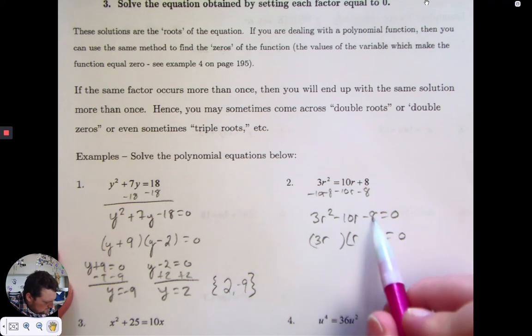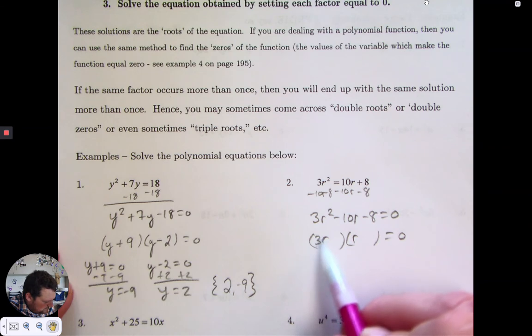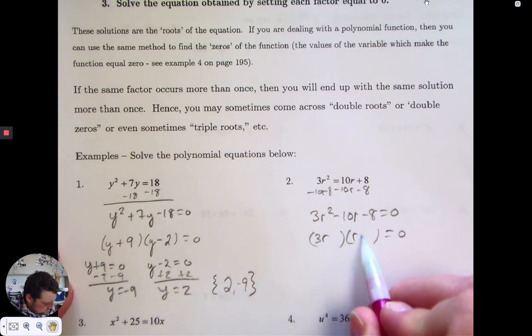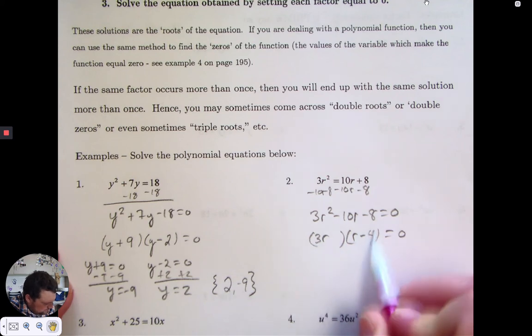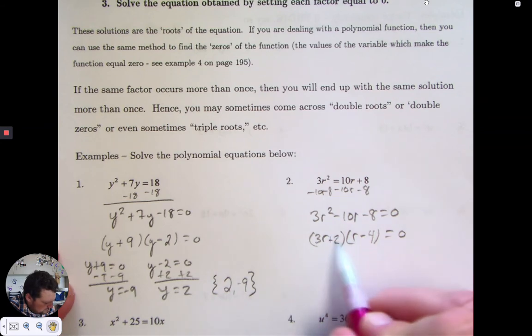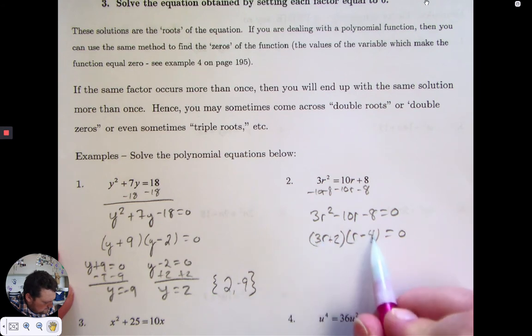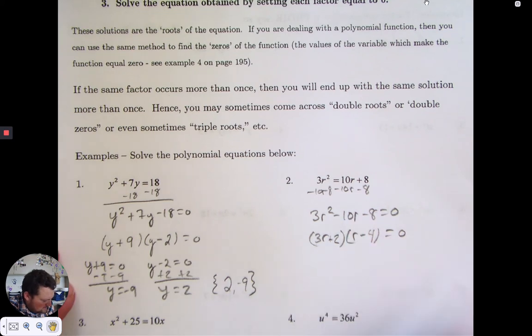So what are the factors of 8 that can get us to 10? But we have to remember we have this 3 over here that we have to worry about. So if we put a minus over here and we do 3r times a negative 4, and then on this side we can use our plus 2 to get our negative 8. 4 times 2 gives us that 8. And then here, 3r times negative 4 is negative 12, plus this positive 2 leaves us that negative 10r.